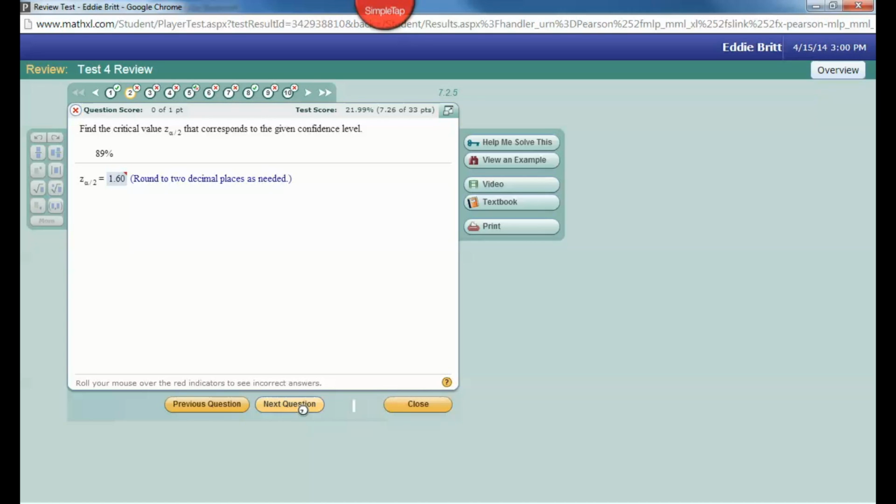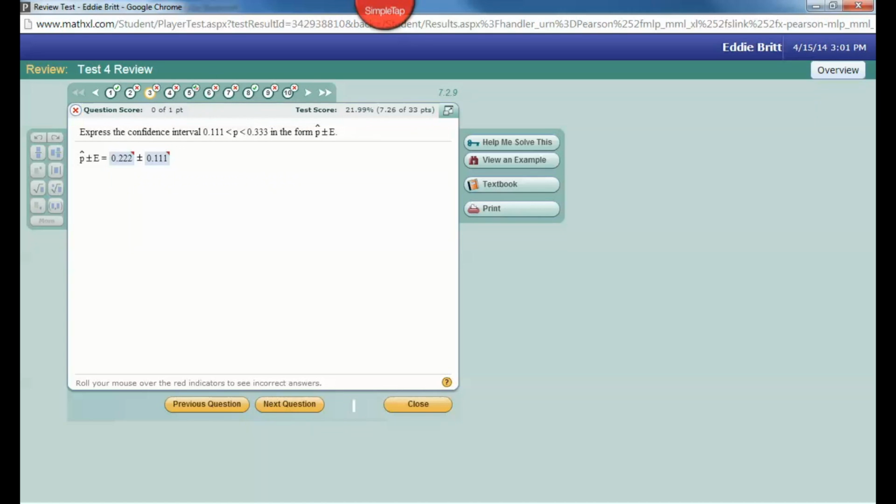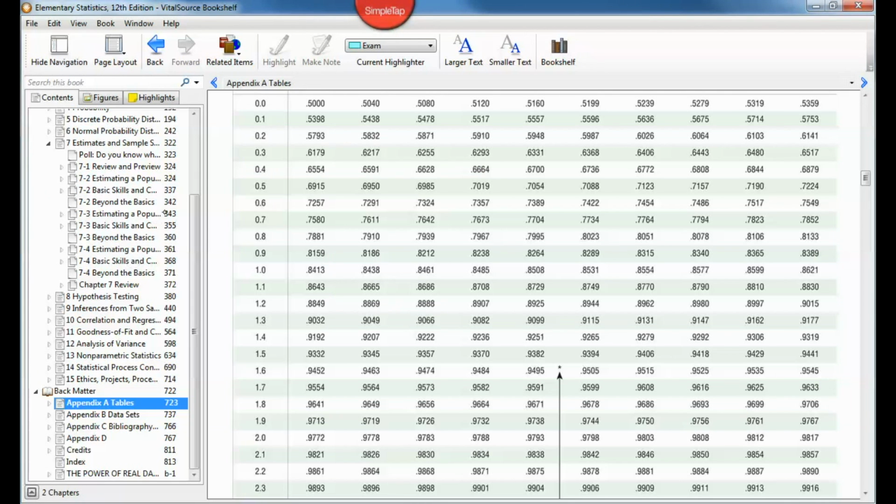All right. Express the confidence interval. Here's the interval, the CI, in the form p hat plus or minus e. Okay, so the way that we have this given right now is this is p hat plus e. This is p hat minus e. So we want to write this in the form p hat plus or minus e. So we need to figure out p hat, the point estimate, and e, the margin of error. To do that, there's a formula I can use. I know it, but I'll show it to you as well.